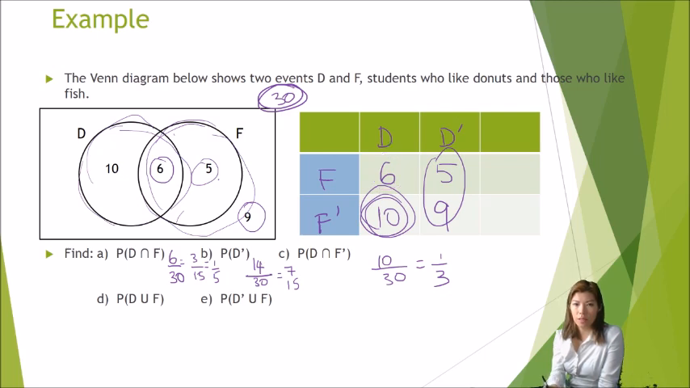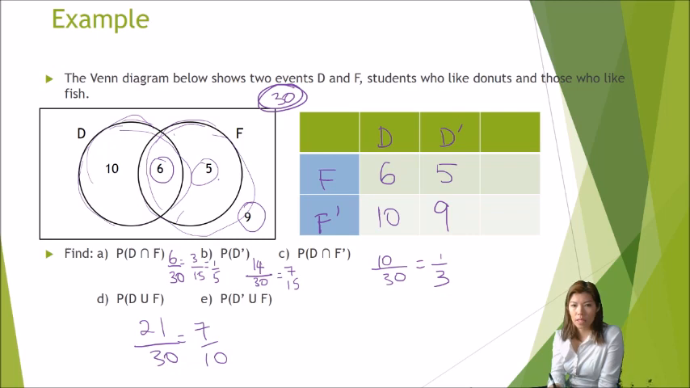Let me erase this, make it a little bit neater. So union. What is D union F? So everything inside these two circles. So 21, and the probability would be over 30. Or in other words, 7 over 10.